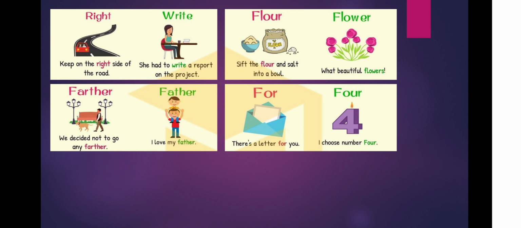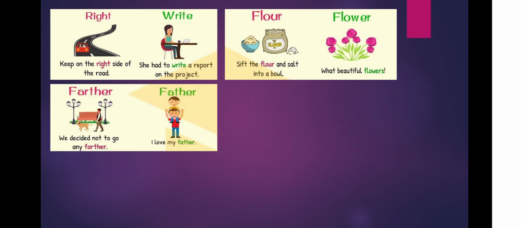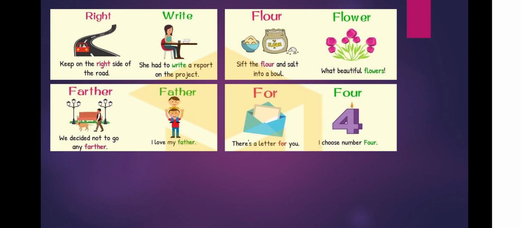Four and for. There's a letter for you. I choose number four. Here's a desert, and on the other side, for: for something, for someone, right? And the next, this is four and for.